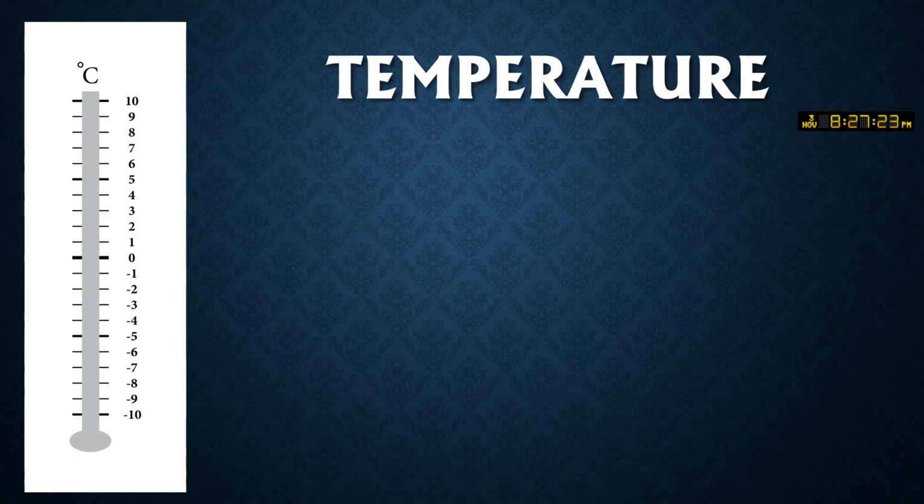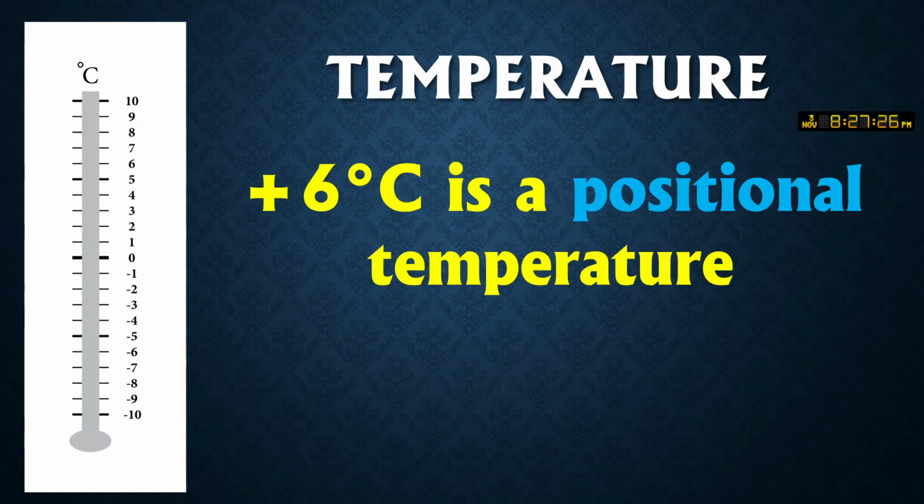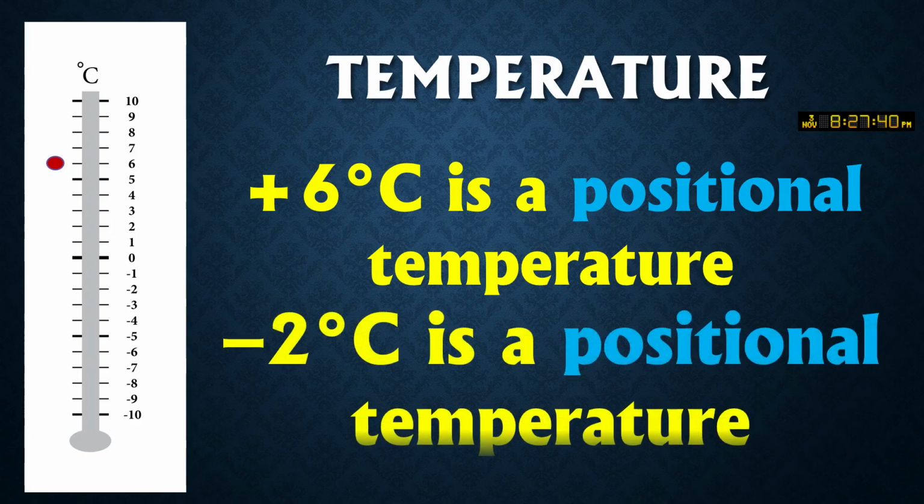So let's look at temperature. So we have positive 6 as a temperature. If you look at our vertical number line, which resembles a thermostat, this is where positive 6 would fall. It's above 0. Then we have minus 2. And if that was a temperature, it would be at negative 2, where that temperature would be below 0.